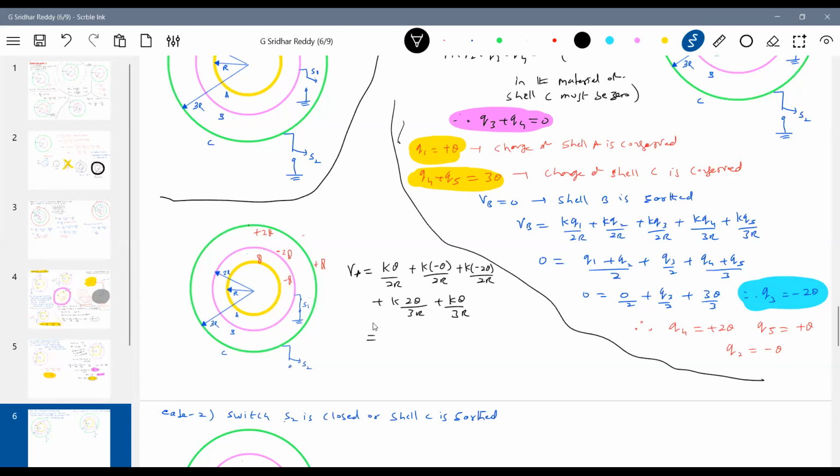Anybody got the value? KQ minus KQ, and these two will cancel out. So minus KQ by R, here this will be plus K. Will it be 0? Check once. I'm getting 0. Anybody verify it?